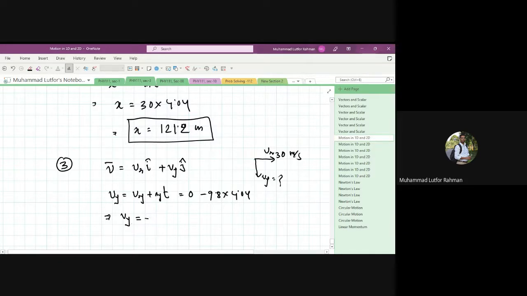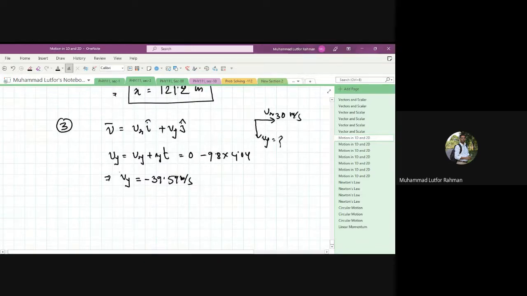Sorry, I'm taking 3 minutes more probably. Hope I can finish within that. It gives 39.59 meters per second. This is the y component. Then I can write down the total velocity. Total velocity would be 30 i hat, which is v naught x, minus 39.59 j hat. So this is the velocity at which it strikes the ground.